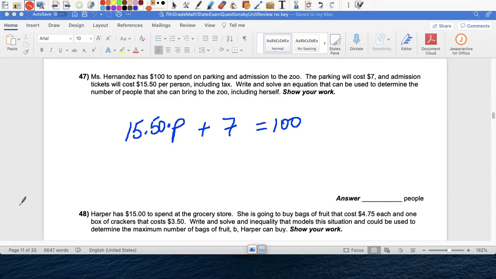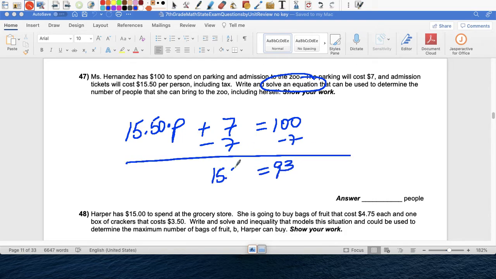That's the equation we can use to solve this, and it has to equal 100 because it says solve an equation. Please be careful with that. So minus 7 on both sides. You get 93. This is 15.50. So how many people can we bring to the zoo if we have 93 left after paying for parking? P equals 93 divided by 15.5 equals 6. Oh, look at that. Exactly 6 people.